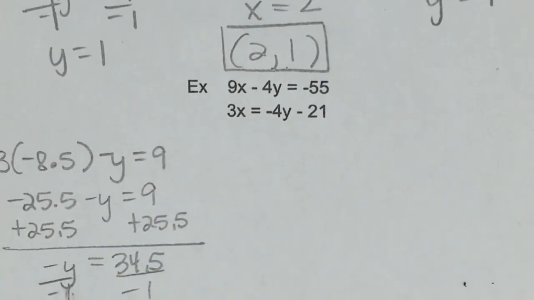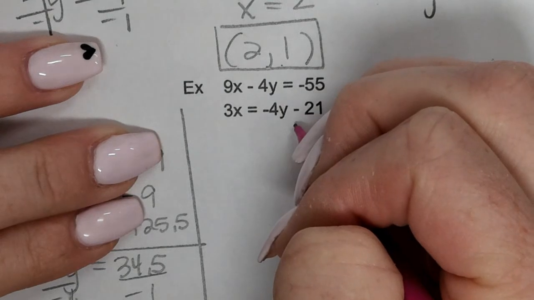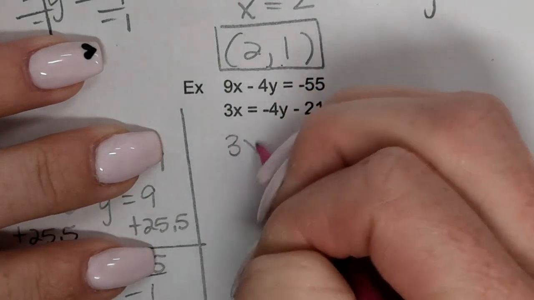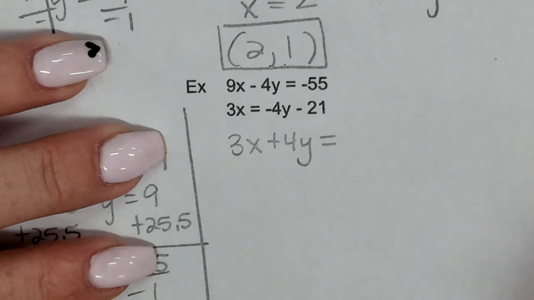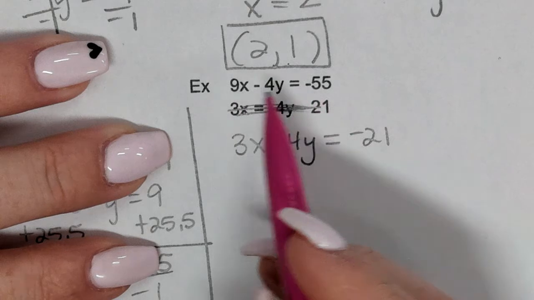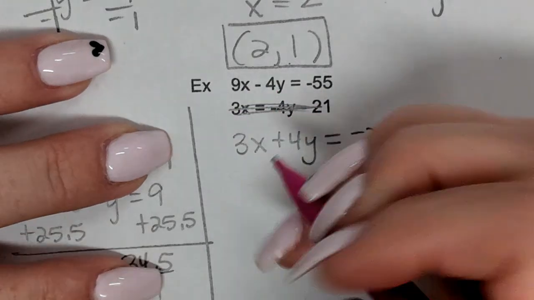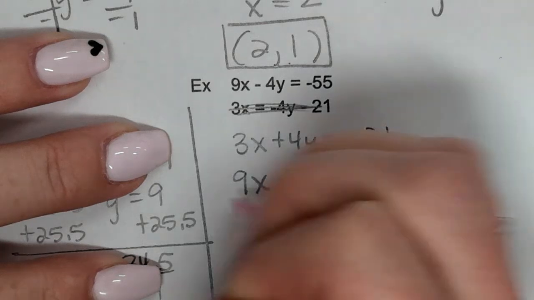What's the first thing I have to do? Rearrange. Is the top one good? Yes. 3x plus 4y equals what? Negative 21. Can't get rid of the negative sign. Should I line those up, though? Yes, so I'm going to rewrite this one right under it. 9x minus 4y equals negative 55.